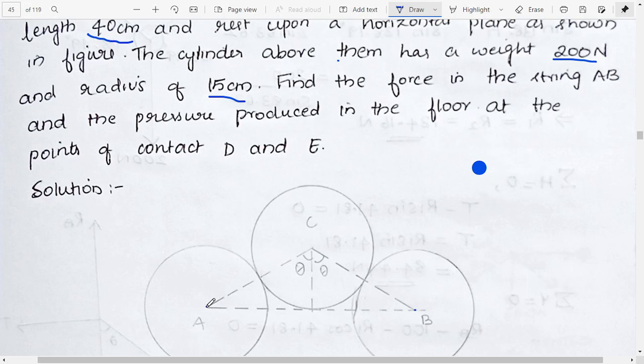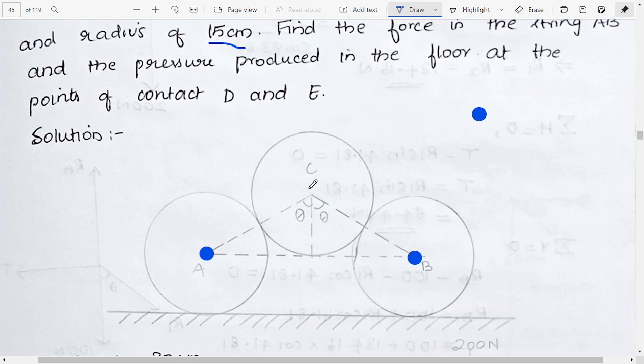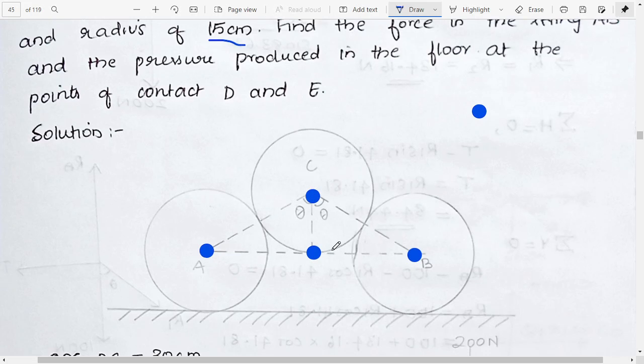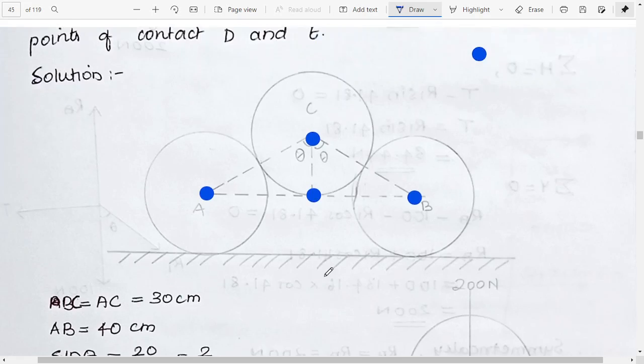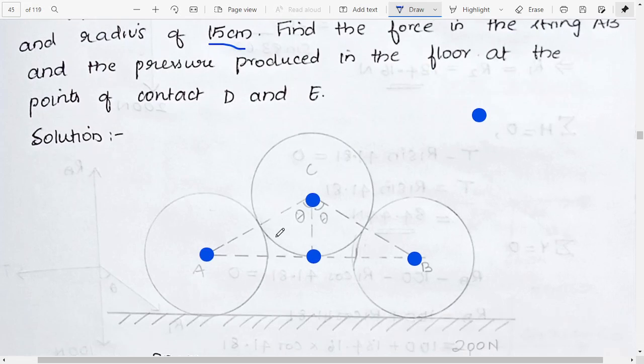Okay, so this is the string AB. We need to find the force in the string AB and the pressure produced on the floor at the points D and E. Okay, so this is our diagram here.